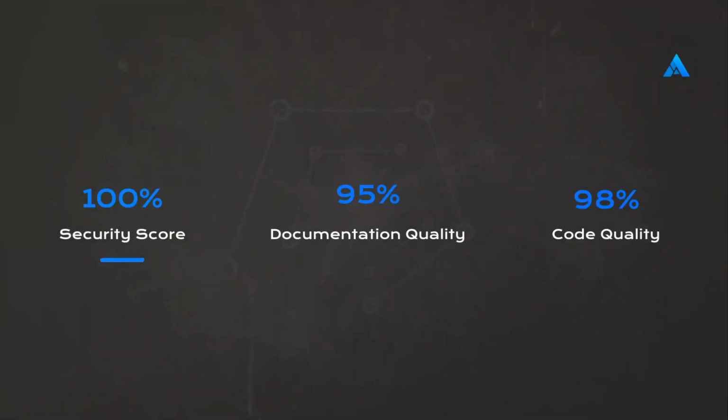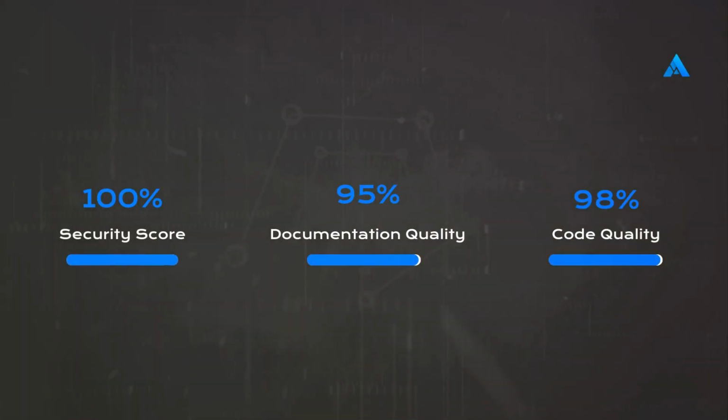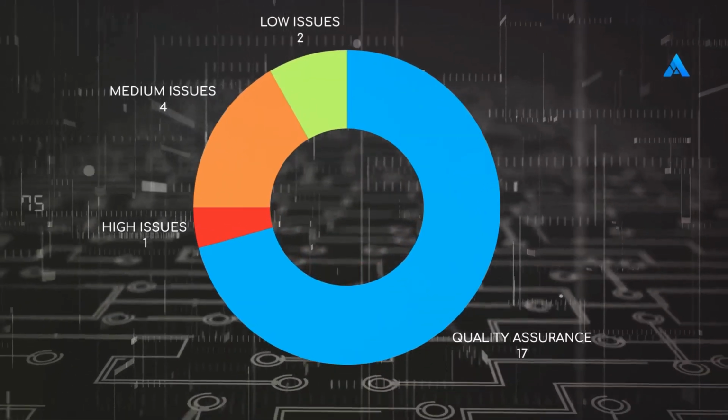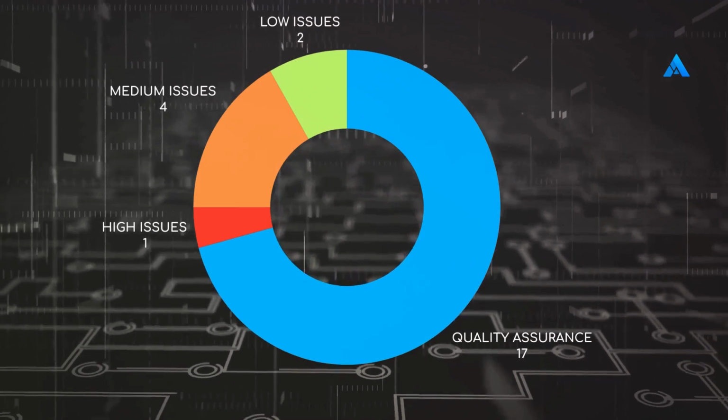The results of our comprehensive review are in. The security score reached a perfect 100%, with code quality at 98% and documentation quality at 95%. Our analysis uncovered 1 high-severity issue, 4 medium-severity issues, and 2 low-severity issues. Let's delve into the specifics of these findings and our recommendations for each.